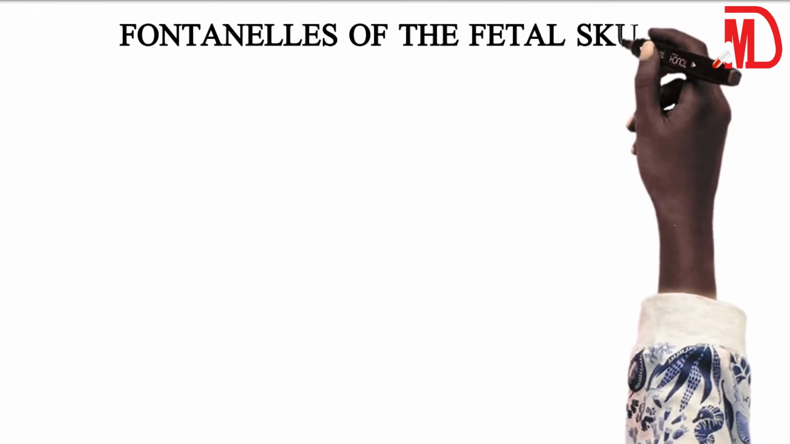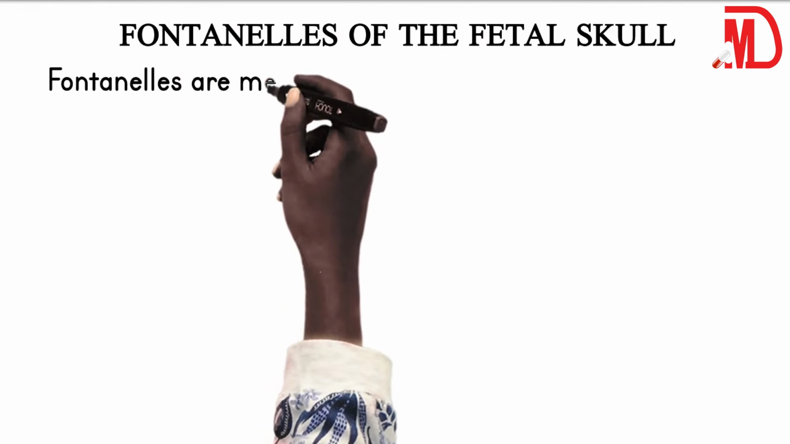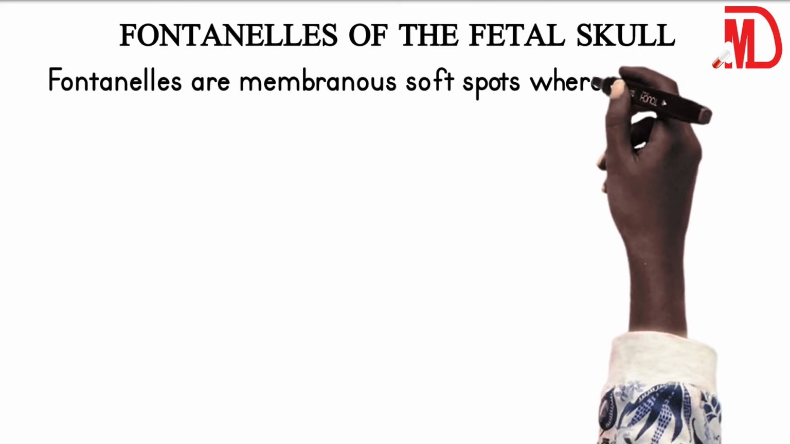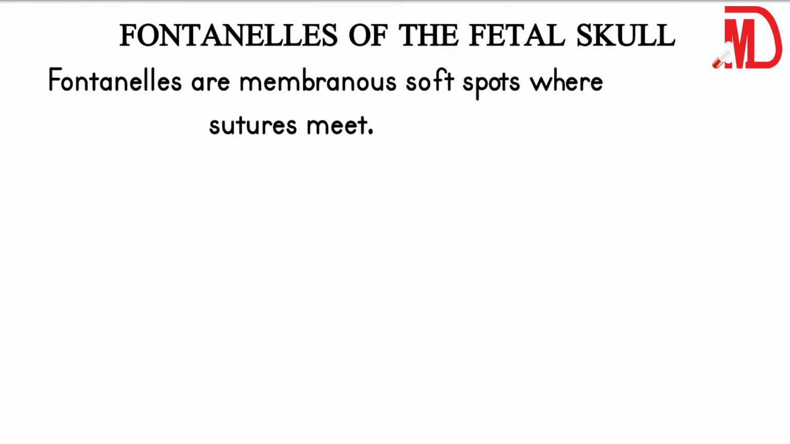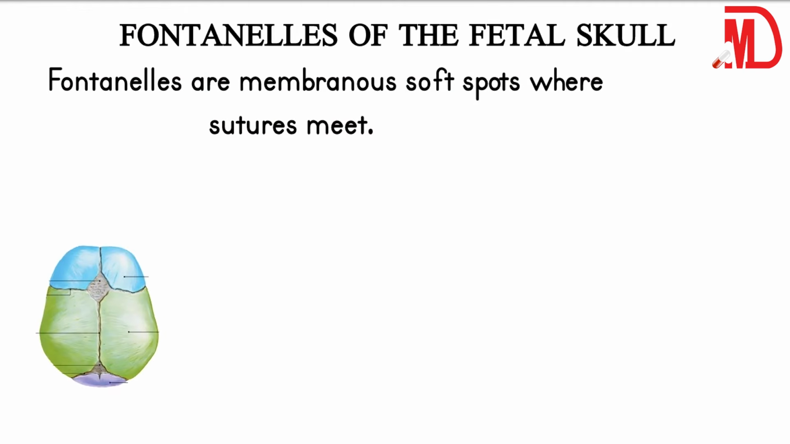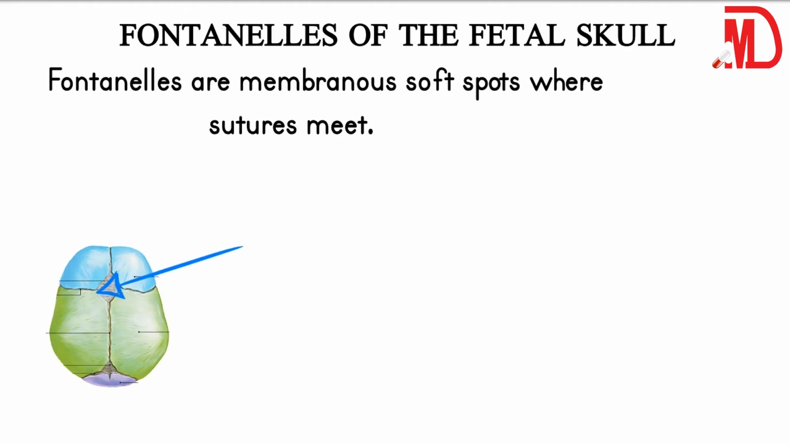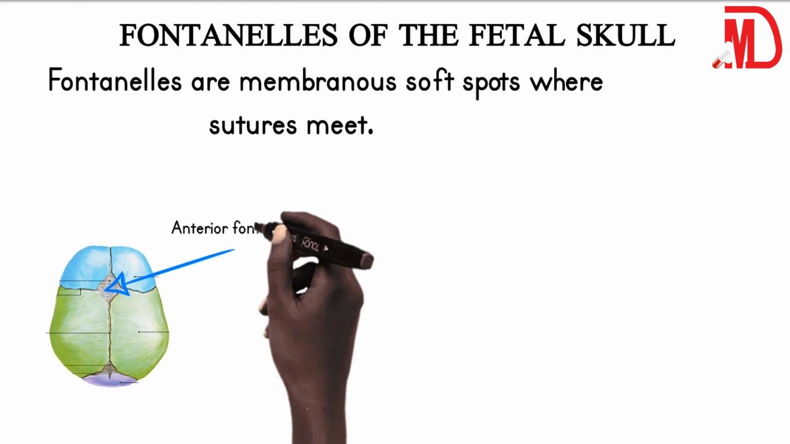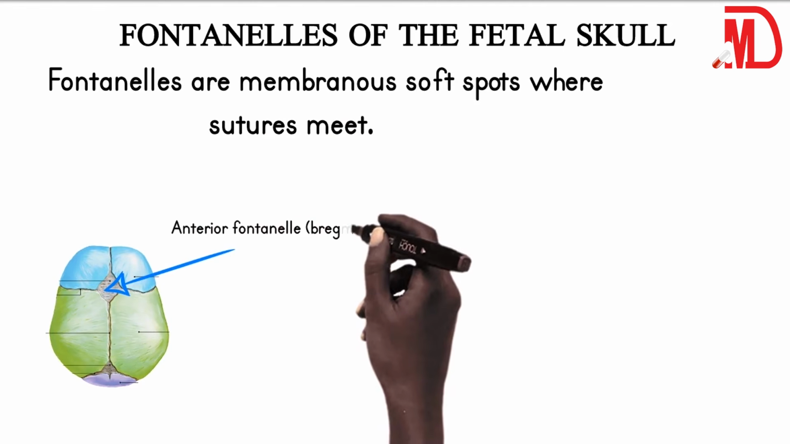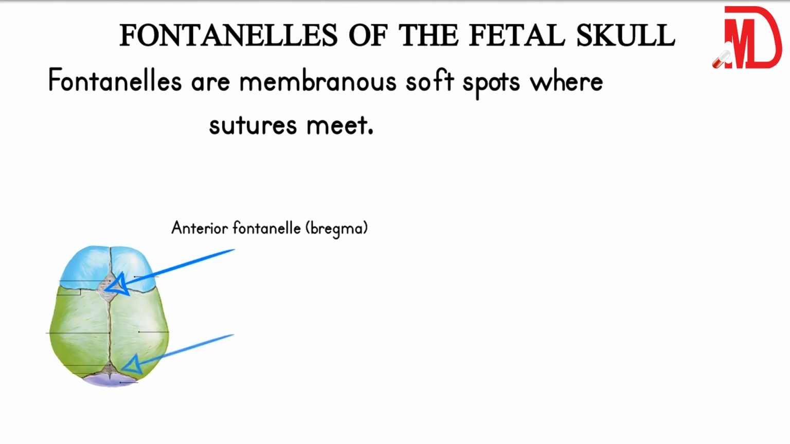Fontanelles of the fetal skull. Fontanelles are simply the membranous soft spots where sutures meet. There are 2 main fontanelles, and these are 1. The anterior fontanelle, also known as the bregma. This is a diamond-shaped fontanelle which closes at approximately 18 months. It is located at the junction of the sagittal, coronal, and frontal sutures.